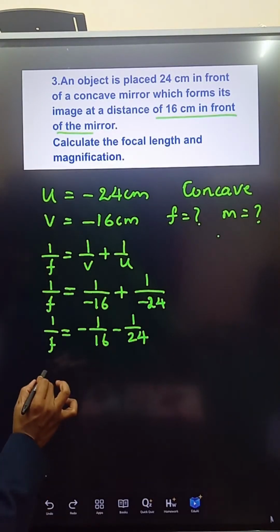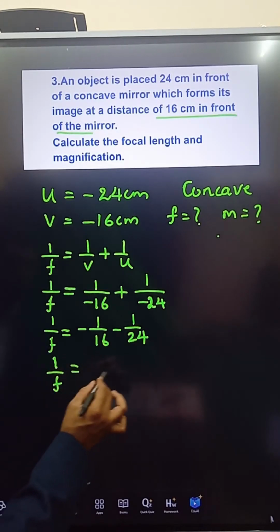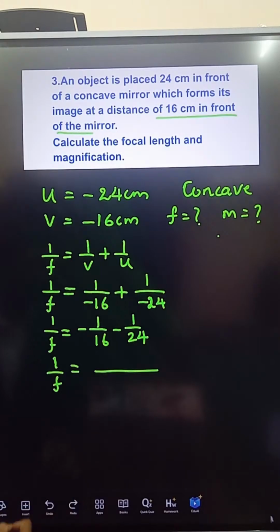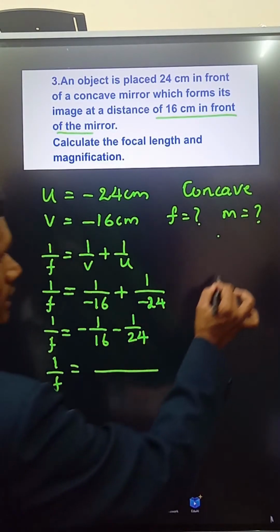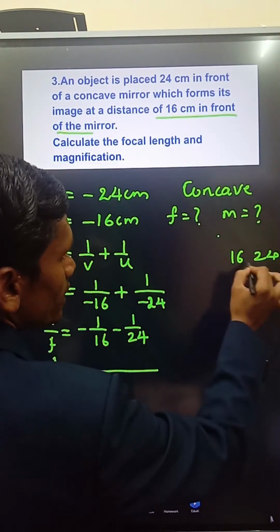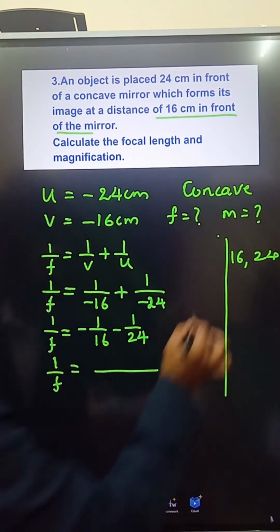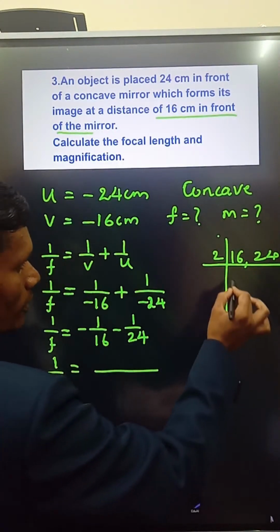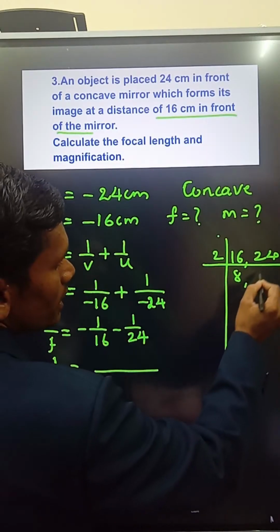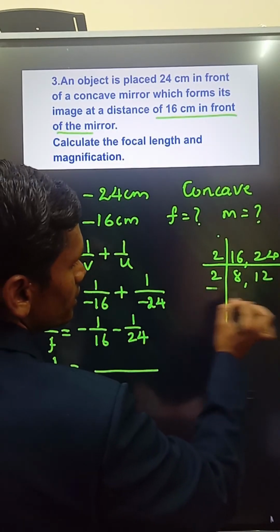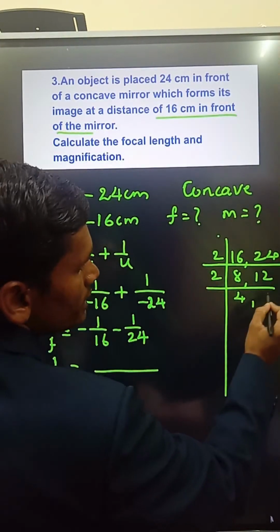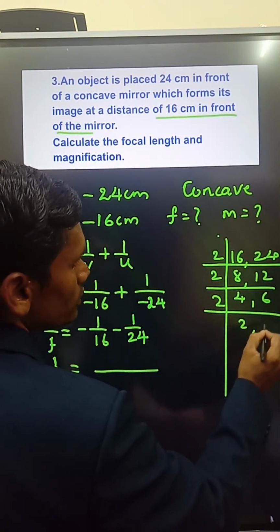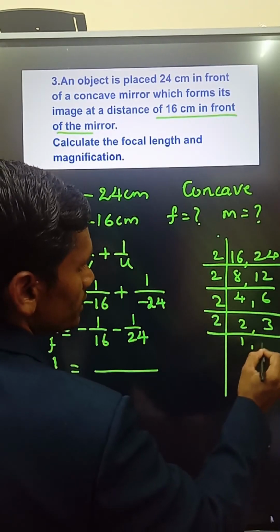I hope you are getting 1 by f is equal to, here you find the LCM. See, 16 and 24, you have to find the LCM. You go for LCM because we can take it directly, but you may find it difficult to guess directly. Go for this, no problem. 2 8s 16, next 2 12s, next 2 4s, 2 6, 2 twos, 2 threes, 2 ones, 3, 3.